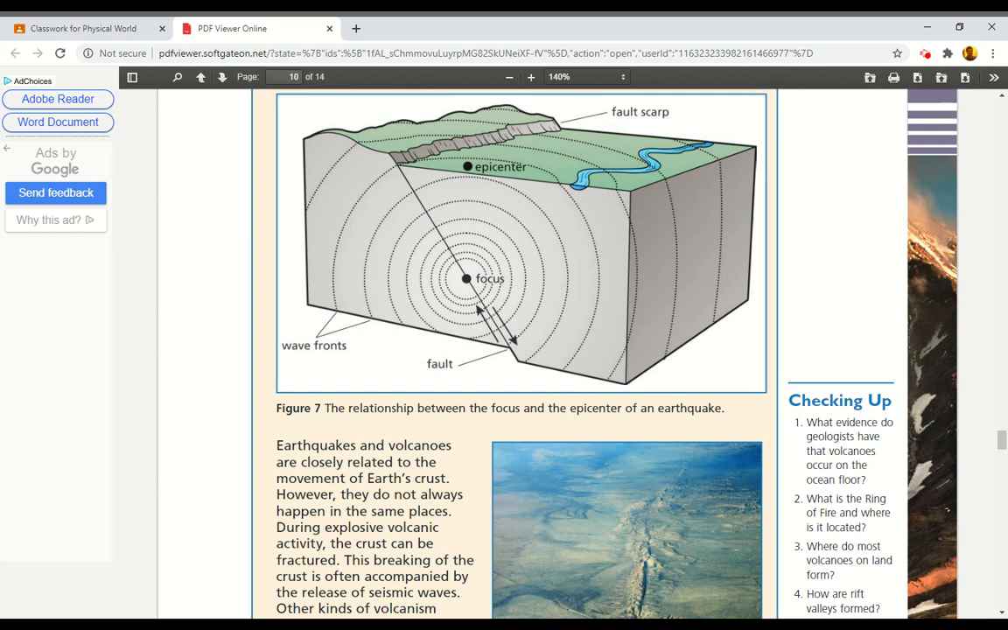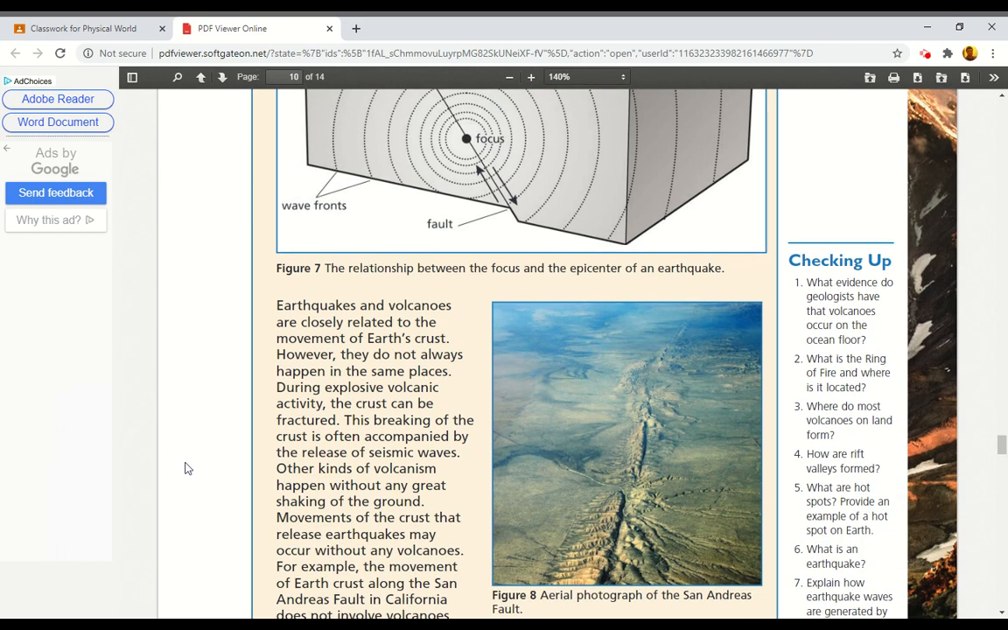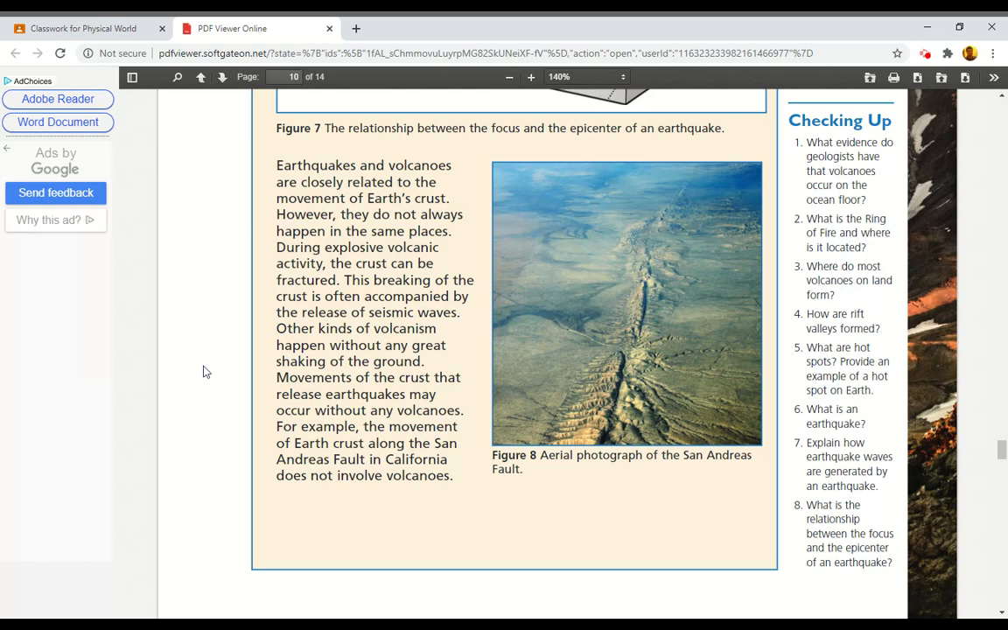During explosive volcanic activity, the crust can be fractured. This breaking of the crust is often accompanied by the release of seismic waves. Other kinds of volcanism happen without any great shaking of the ground. Movements of the crust that release earthquakes may occur without any volcanoes. For example, the movement of Earth's crust along the San Andreas Fault in California does not involve volcanoes. Figure 8, here's a photograph of the San Andreas Fault in California.